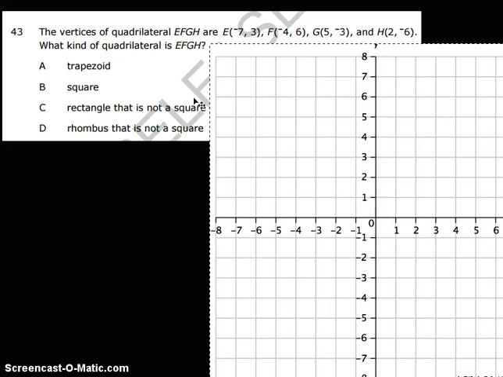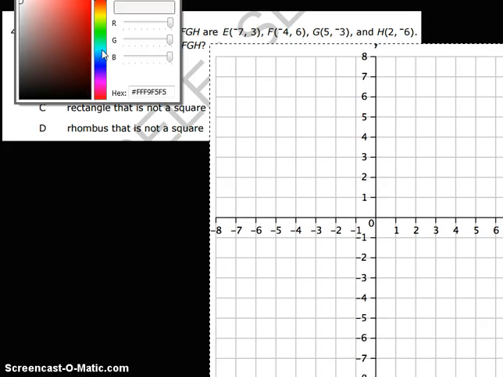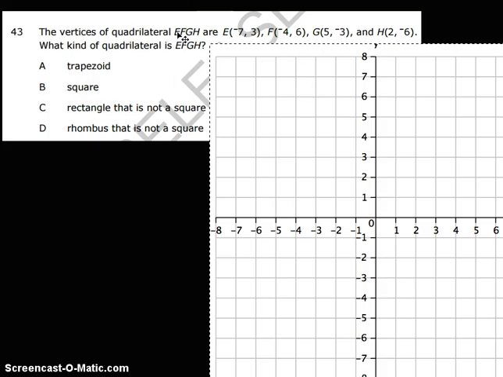So the first point, I'm going to do the E for a second. E is (-7, 3), so (-7, 3) would be right here. So this is my first point, I'm going to call it E. And then the second one is F (-4, 6), so (-4, 6) would be up here. And then this is going to be F.